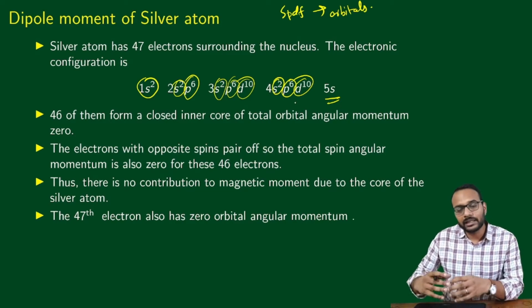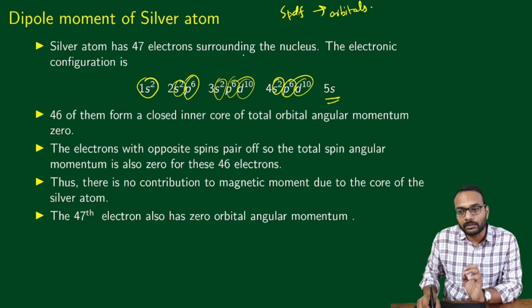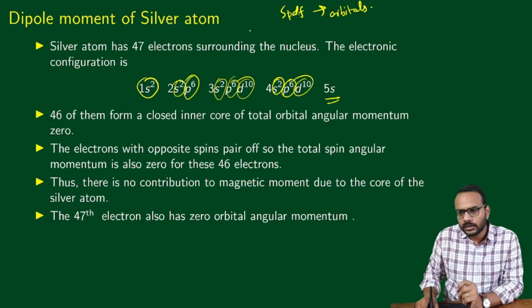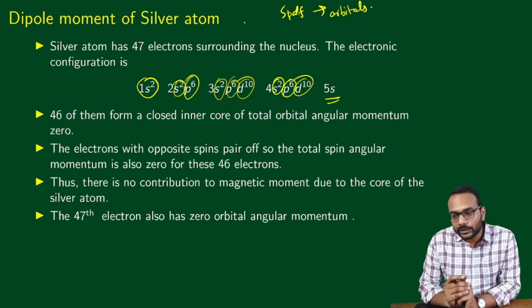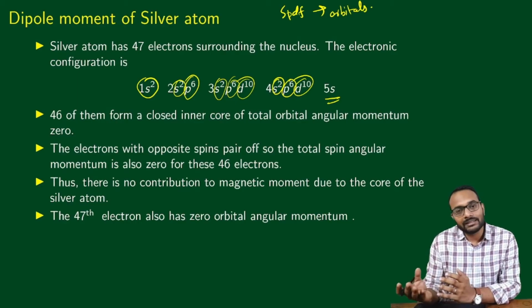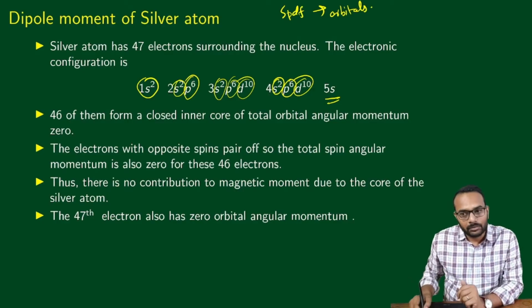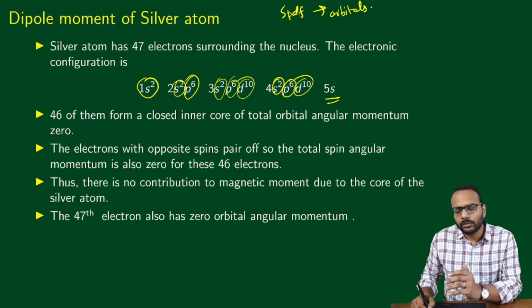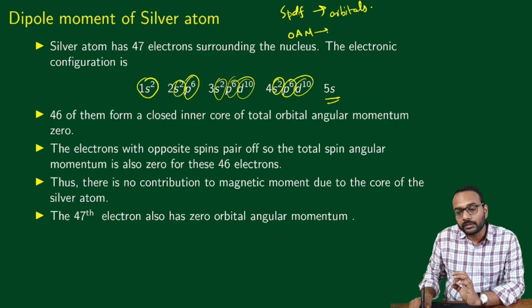And we can show that when the orbitals are completely filled, the contribution towards orbital angular momentum will be 0. You'll learn how to calculate this when you study angular momentum algebra. You will have a chapter on angular momentum algebra, and then you will study how to combine this angular momentum, etc. For now, we take it that if the orbitals are completely filled, then the contribution to the orbital angular momentum is 0.